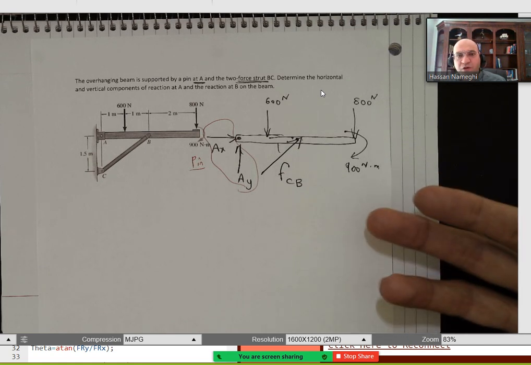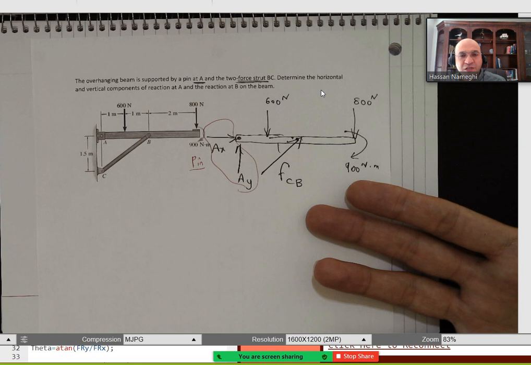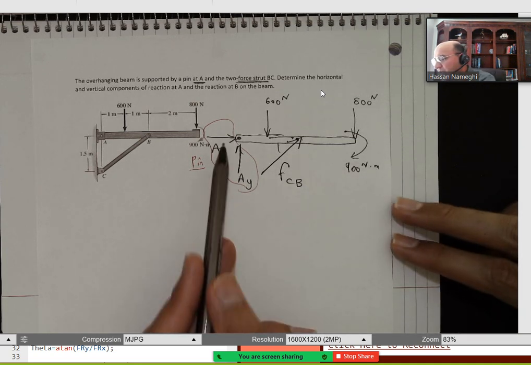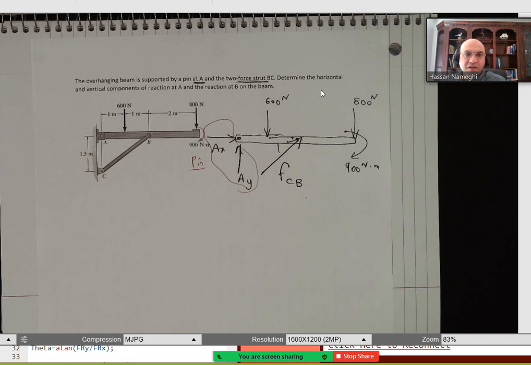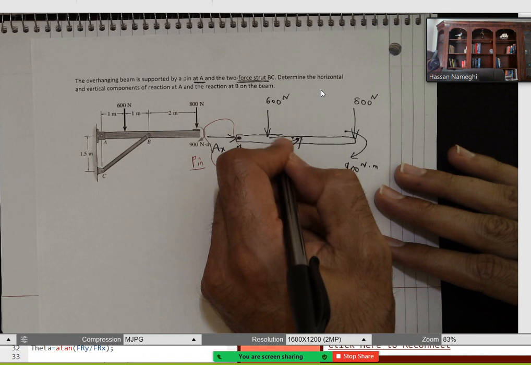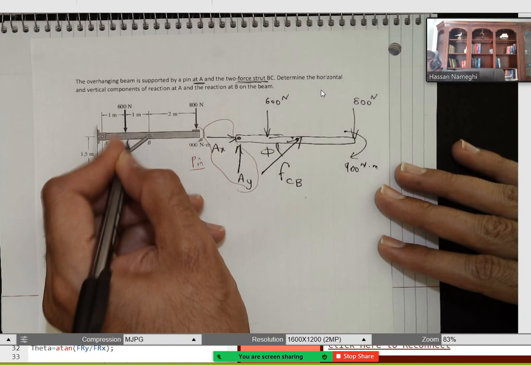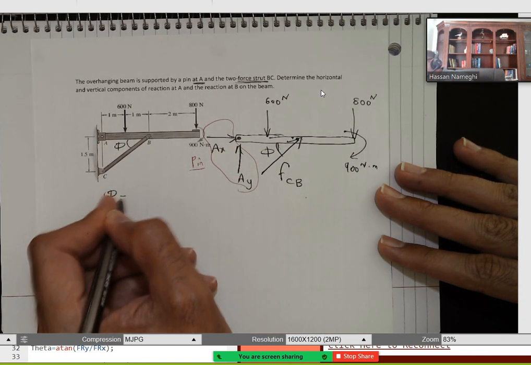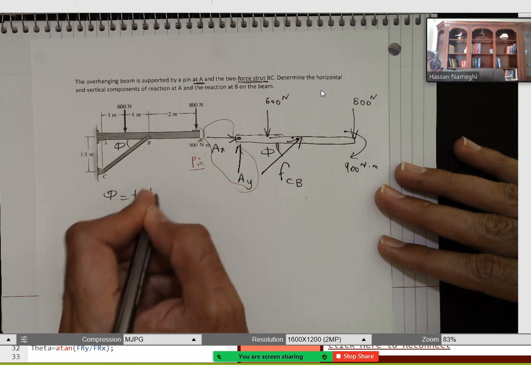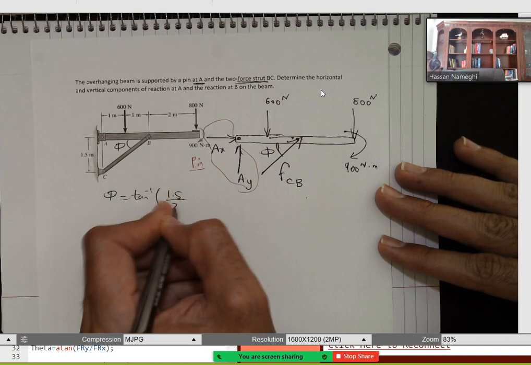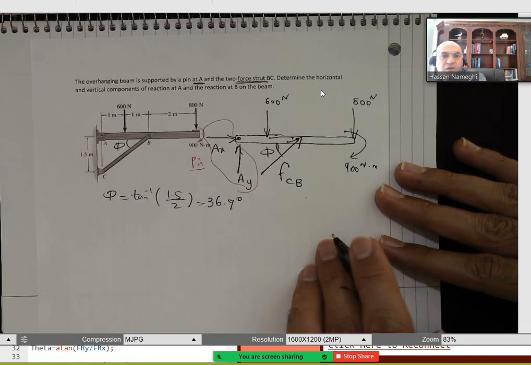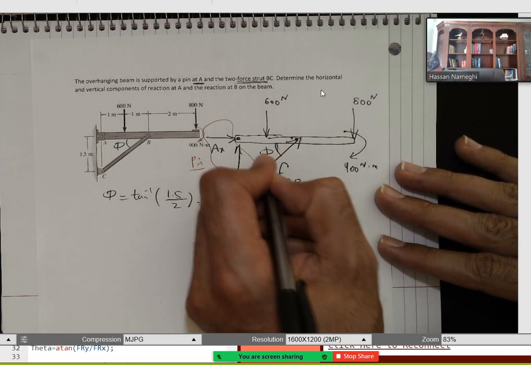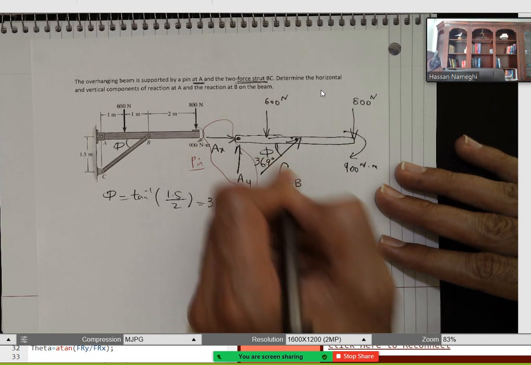I draw the free body diagram for it. How many unknowns do I have on this page? I have 3 unknowns: AX, AY, and FCB. And I have 3 equations: sum of Fx, sum of Fy, and sum of moments. To find the angle phi here, phi is equal to tan inverse of 1.5 over 2, and I'm going to get 36.9 degrees. So phi is 36.9 degrees.